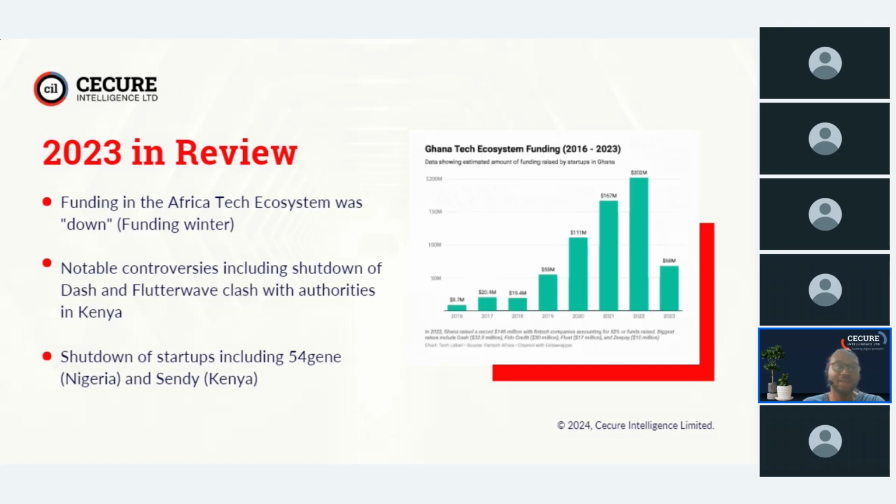Something else we saw last year was some controversies with some companies. I don't know if anybody heard about the fintech called Dash. The company had to shut down last year due to some financial improprieties by the founder. Flutterwave was also involved in some controversies. The company had some clashes with Kenyan authorities, with allegations of money laundering and things like that. Last year we also saw shutdowns of some notable startups, like 55 Gene in Nigeria and Sandy in Kenya. So last year had some interesting things with funding, shutdowns, and controversies, with Flutterwave and some other fintechs involved in some improprieties.